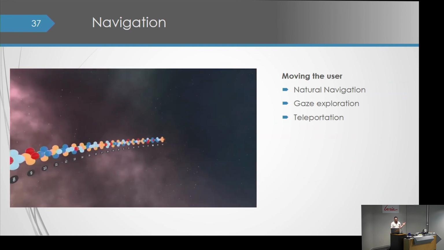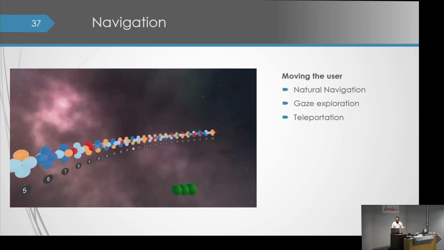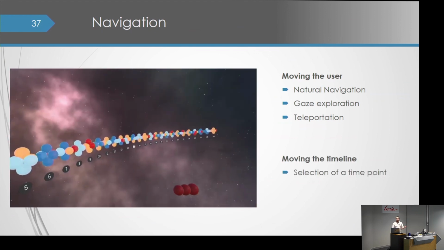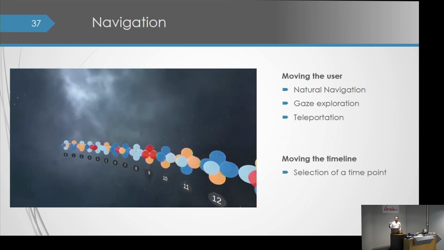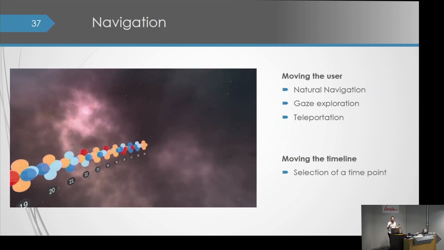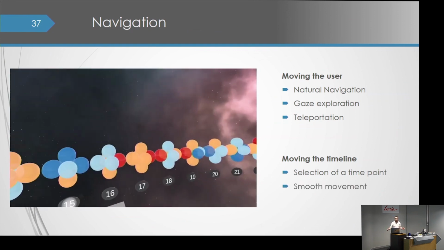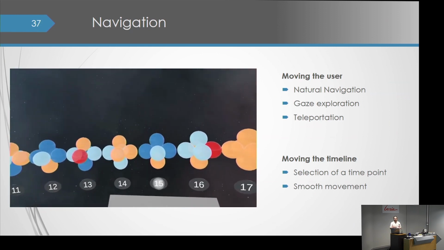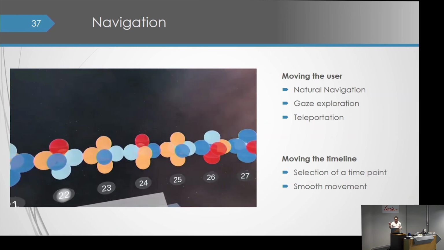But another way to explore the 3D timelines can involve moving the timeline instead of the user. It can be done like here through a selection of a time point to move directly the timeline to get the selected time point, or maybe with smooth movements that can maybe have a better precision to select the right time point.